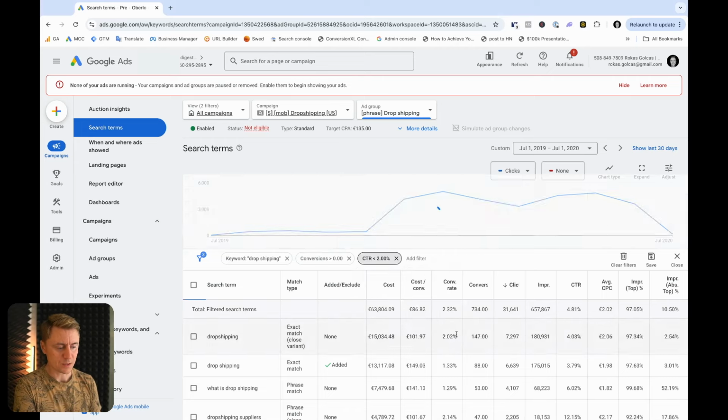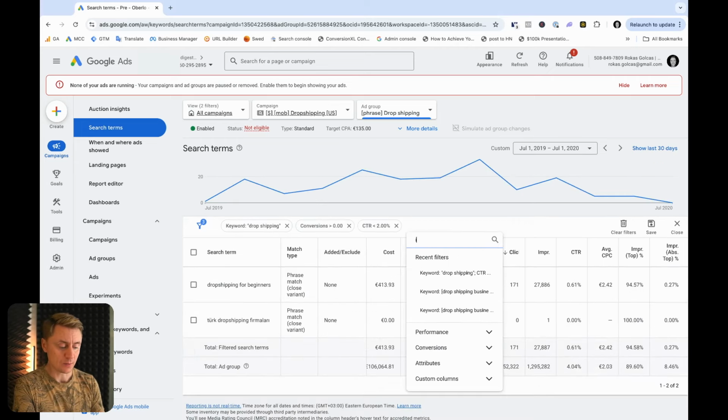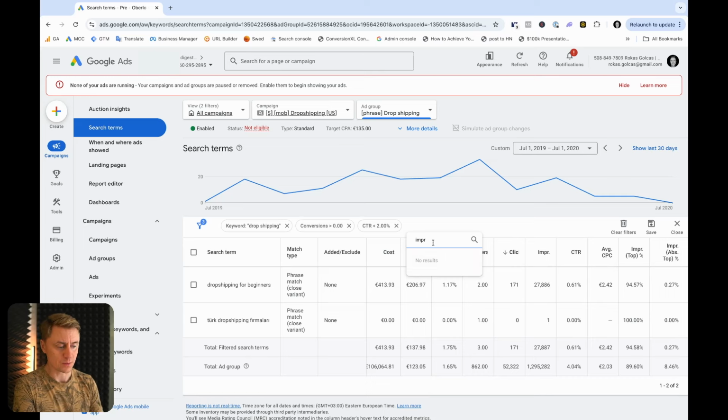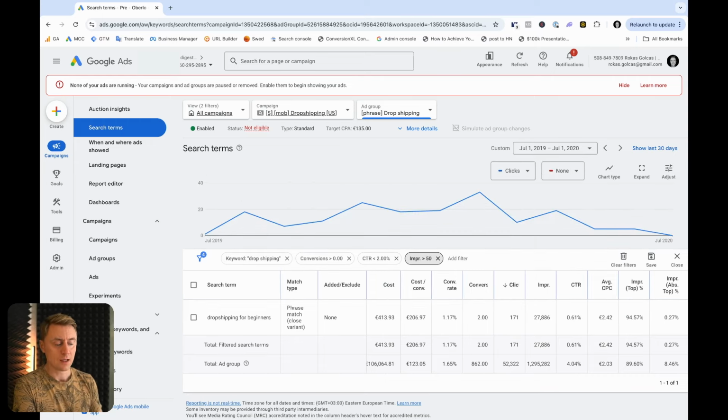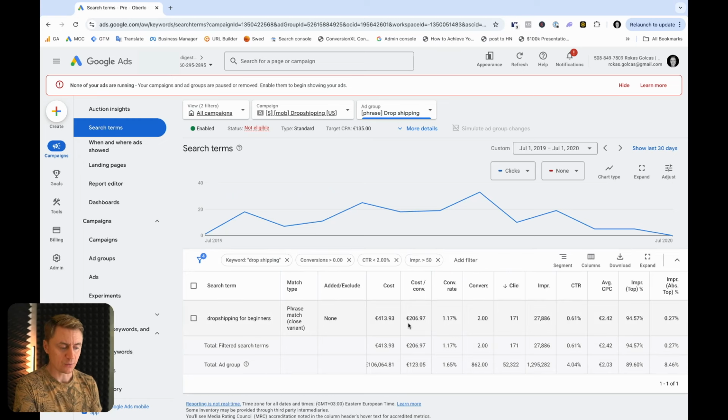Let's take 2%. And optionally, you can add impressions, so that the keyword is actually receiving impressions. It could be above 50, just to make sure that the keyword has enough volume and enough impressions for you to actually even think about it. So I have one keyword, dropshipping for beginners, which has a high conversion rate, but it's fine. It has 2 conversions. It's not a lot, but still. It has clicks, a lot of impressions, really low CTR. This tells me that the ad does not resonate with the people who enter that specific search term.